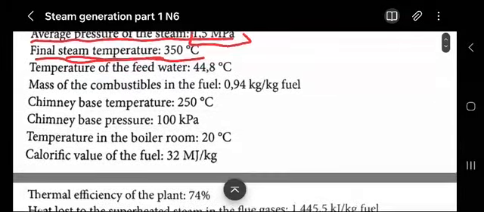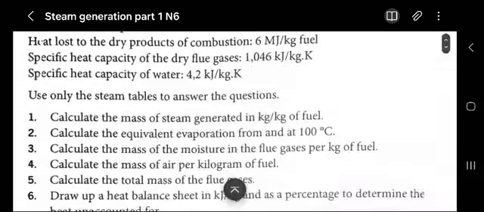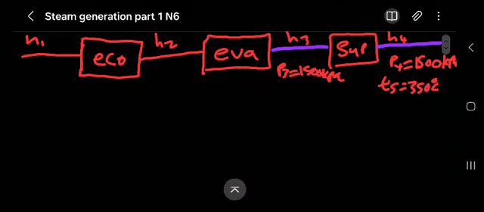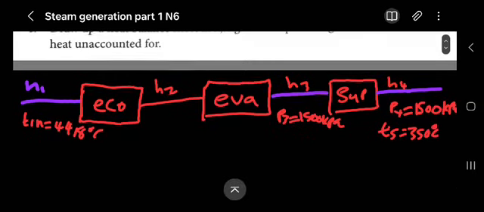Then we have water again. The temperature of the feed water, the inlet temperature, is 44.8 degrees. Check that it's the feed water. Feed water is taking place here. Remember, the feed water is taking place there, isn't it? So our temperature here, I can say T inlet there, is 44.8 degrees Celsius.